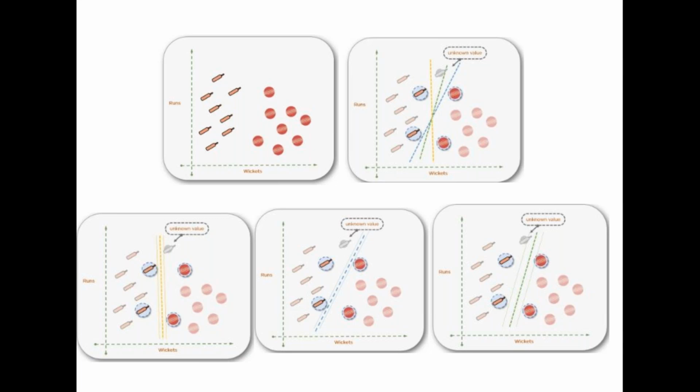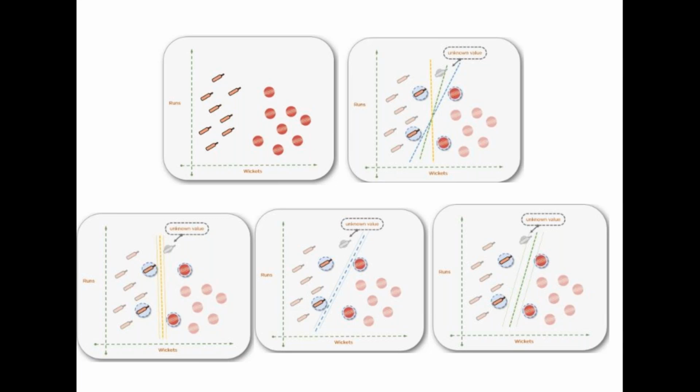The x-axis over here in all the graphs is wickets, and the y-axis represents the runs. The bats in the figure represent the batsmen, and the balls in the figure represent the bowlers. Now, a player with more runs would obviously be considered a batsman, and the player with more wickets would be considered a bowler. Now, when we plot the data, we can see a clear separation between the class of batsmen and bowlers.